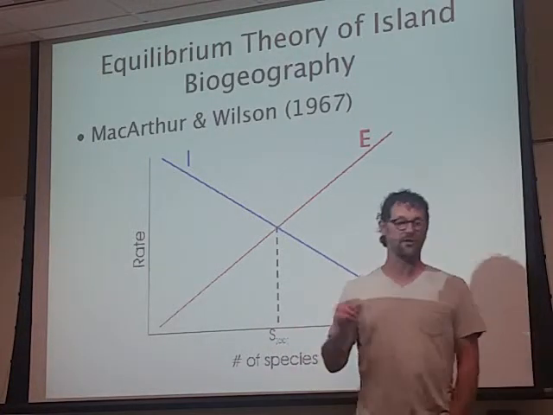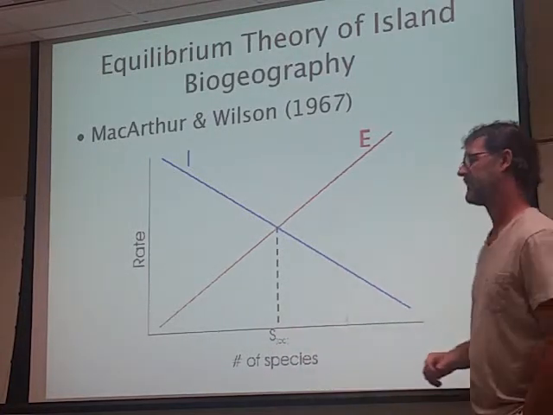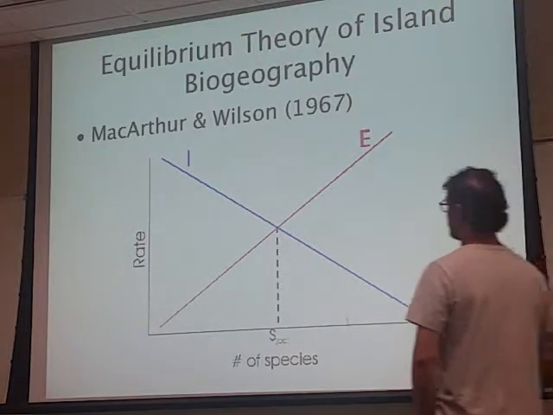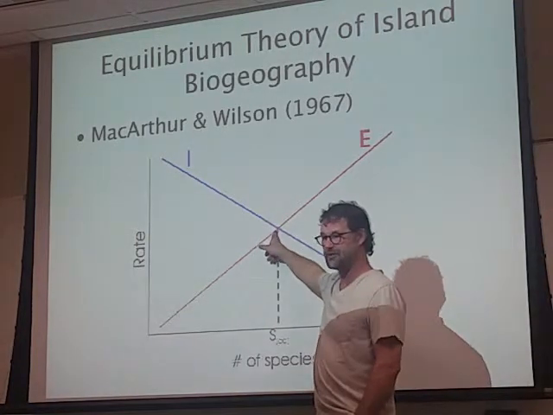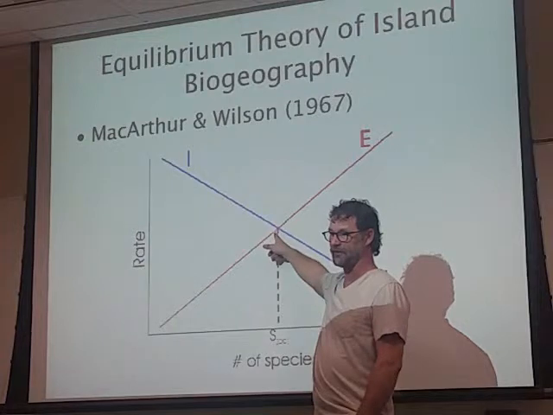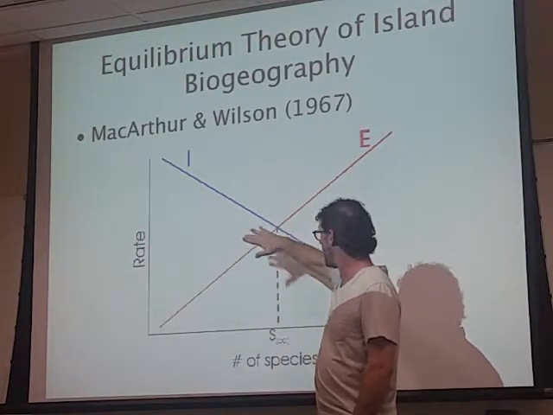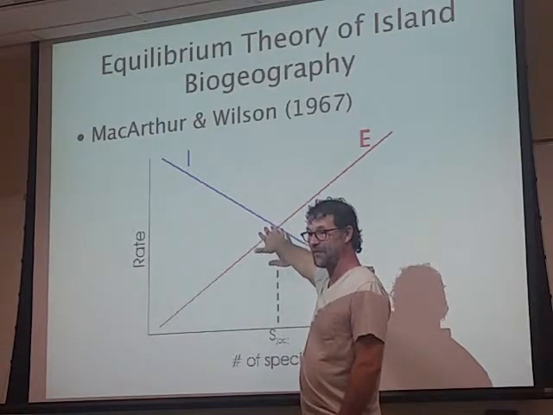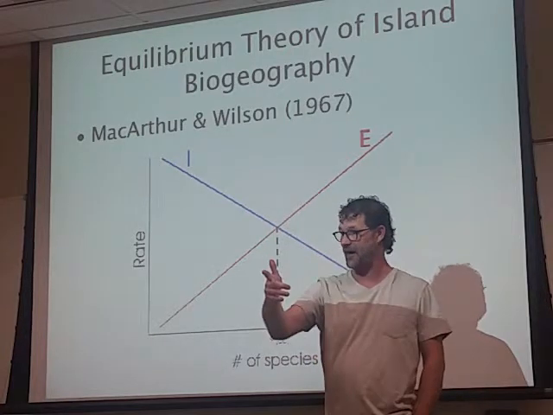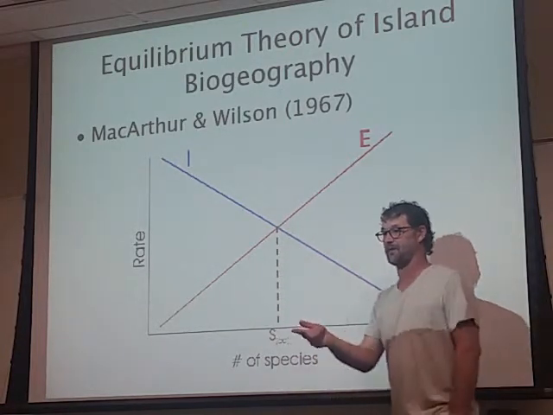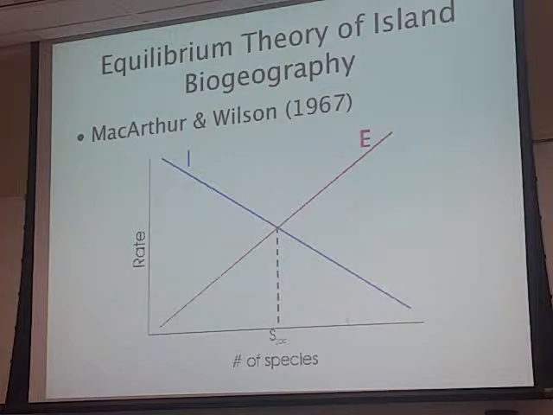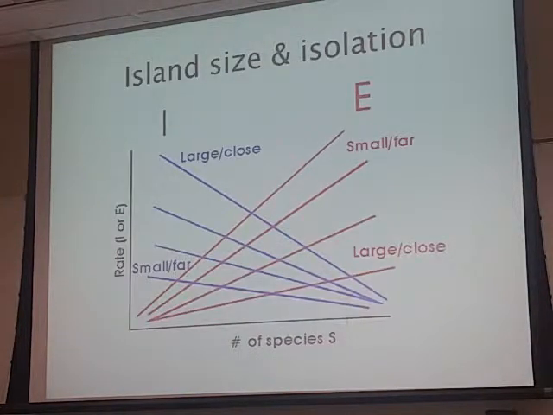So MacArthur and Wilson thought they could predict the equilibrium species richness for different islands. Now, what this does not account for are island size and island distance. Okay? This basic model. So we have to modify this model thusly.